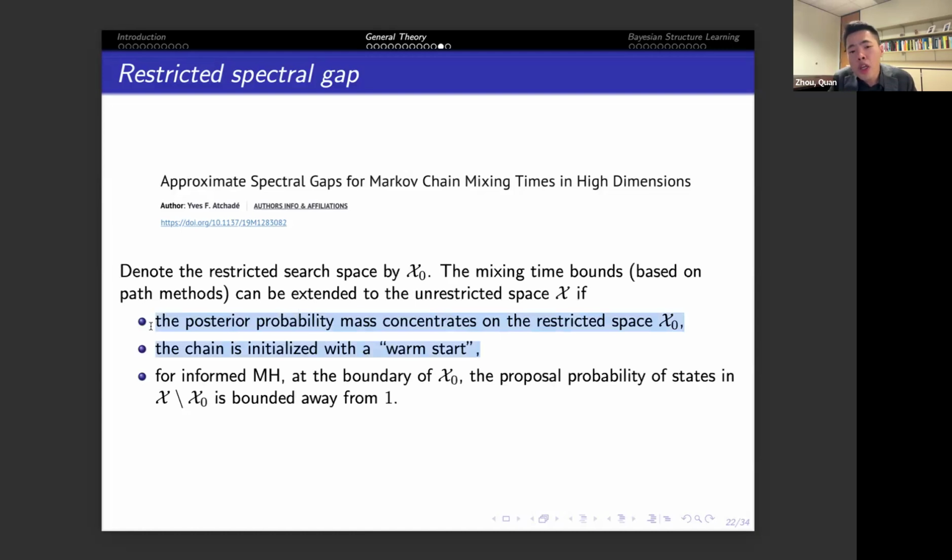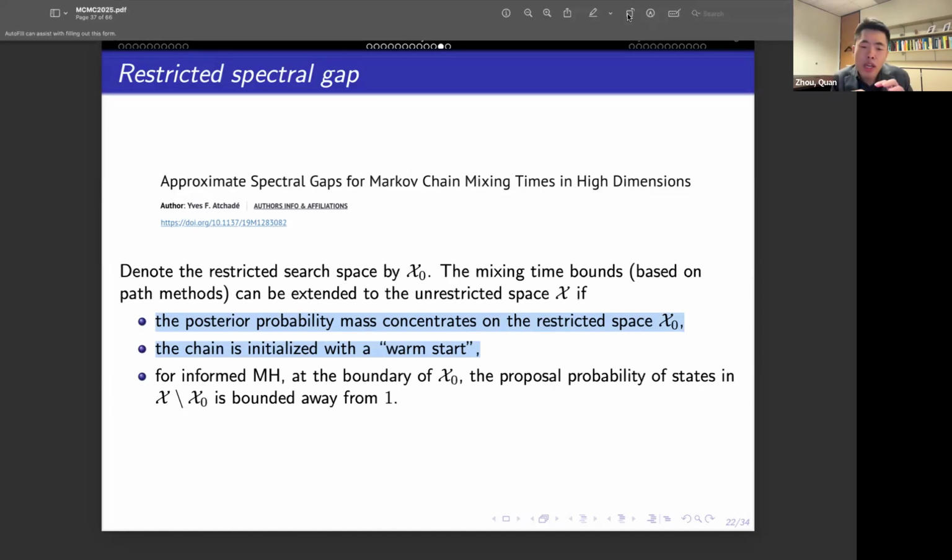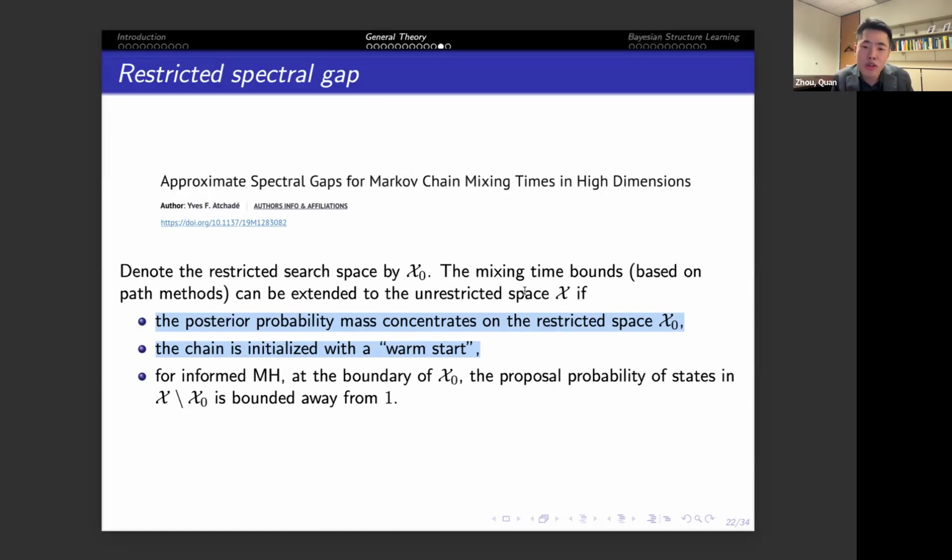So first of all, you want to show that your posterior probability mass concentrates on the restricted space. If you look at those non-sparse models, their posterior probabilities are negligible. Second, when you run this MCMC algorithm, you want to make sure that you are using a warm start. For example, you are initializing your sampler inside of this restricted search space. Then under these two conditions, if you consider random walk Metropolis-Hastings, you will be able to have a rapid mixing guarantee on the entire, say, unrestricted space.